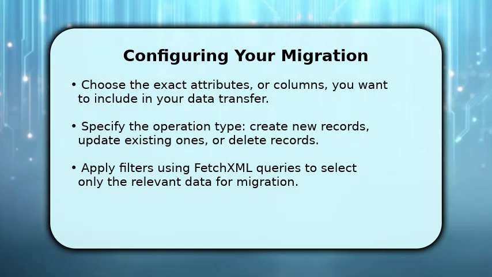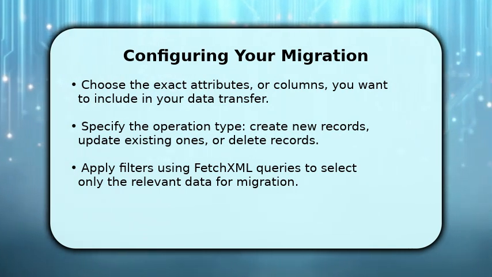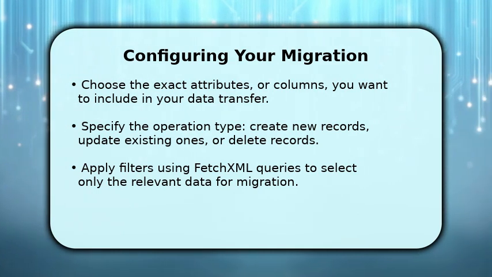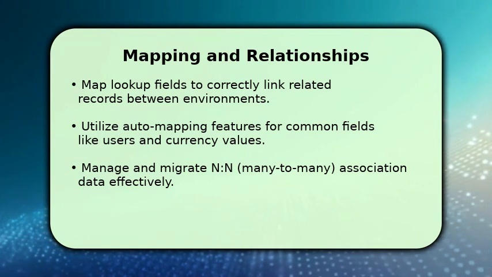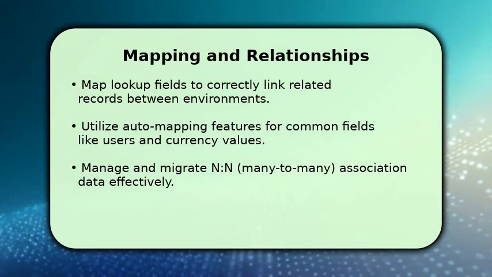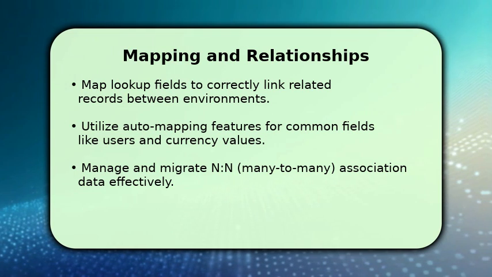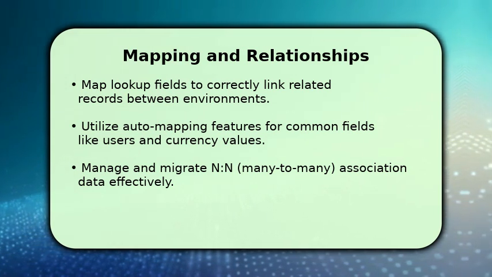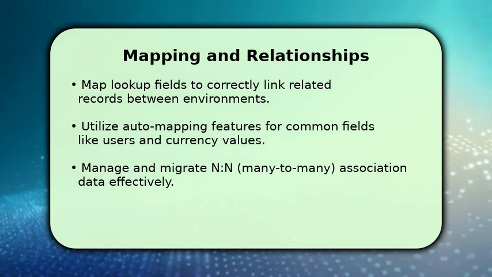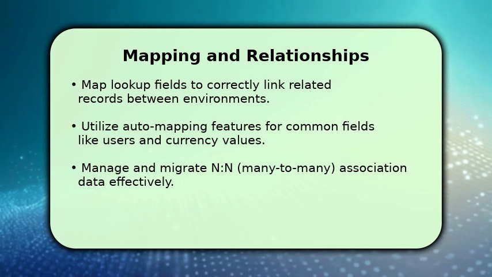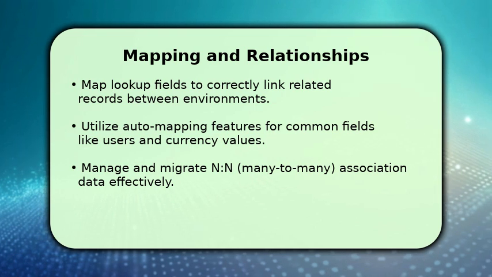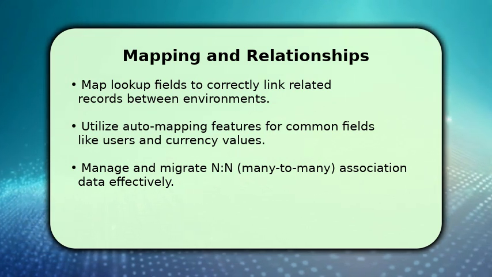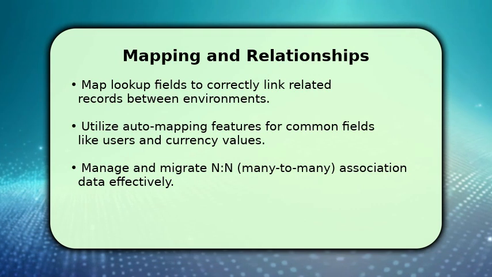Remember, ensuring compatible metadata between your environments is a crucial first step for a smooth process. Handling complex data requires careful attention to mapping and relationships. You will need to map lookup fields to correctly link related records, especially if GUIDs differ across environments. The tool offers convenient auto-mapping for common fields such as users and currency values. It also supports migrating N:N, or many-to-many, association data.